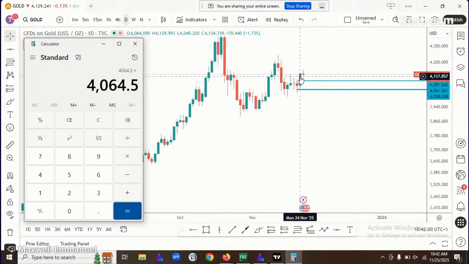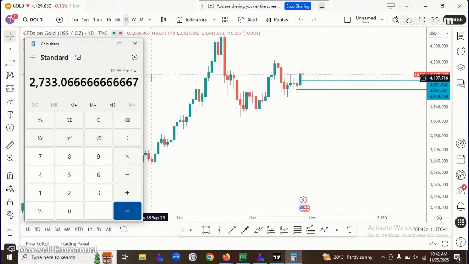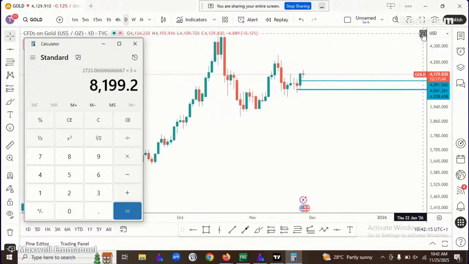4064.5 plus 4134.7, divide 3. Oh, by 3 now, by 2. Multiply 3, divide 2.